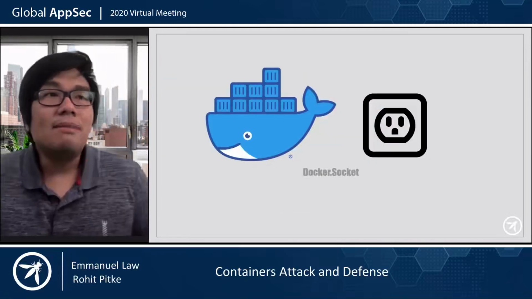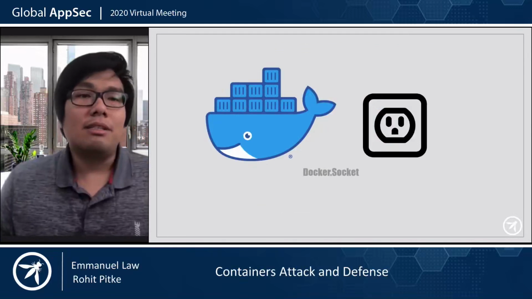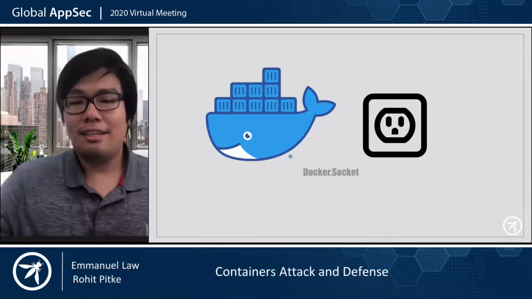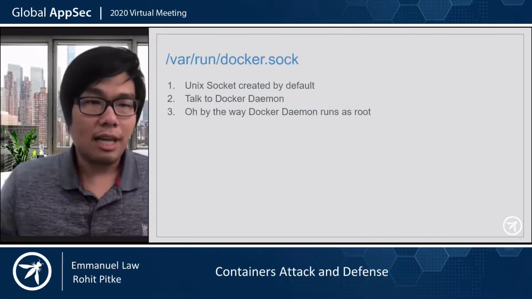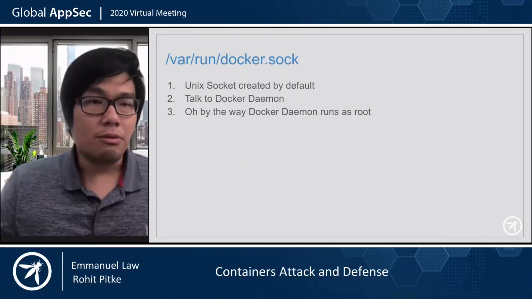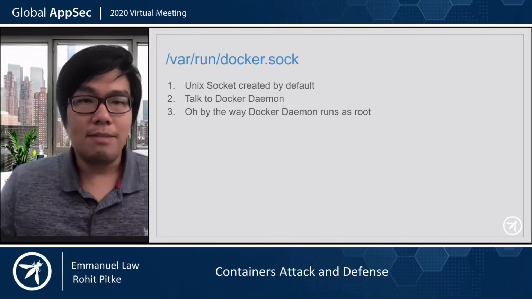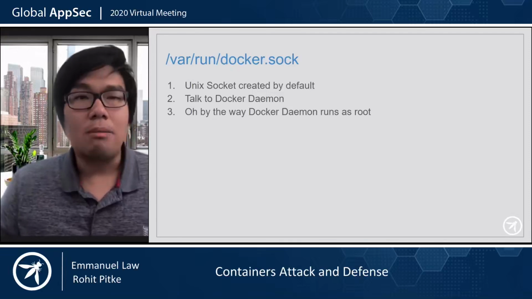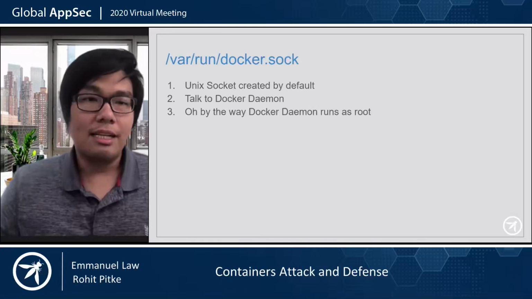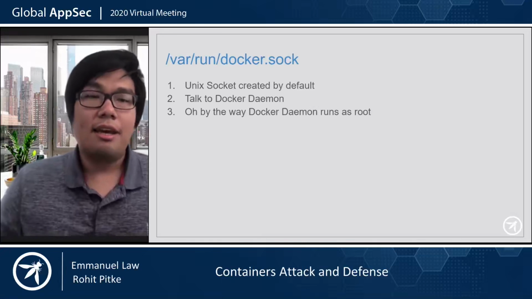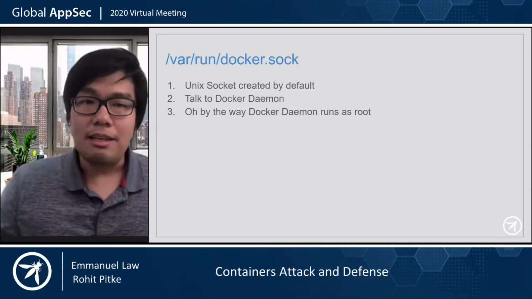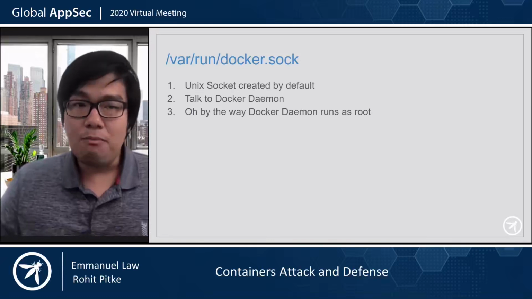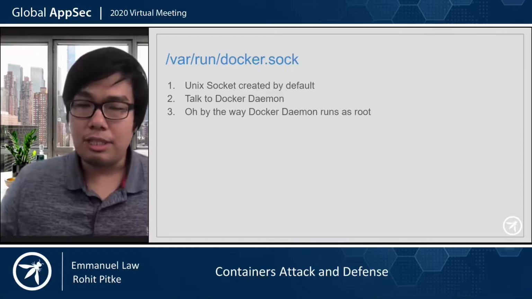Now, the next misconfiguration or vulnerability that I want to talk about is regarding the Docker socket. When you install Docker, by default, it creates this Unix socket. And this is the interface through which you talk and interact with the Docker daemon. Say on the CLI, you do a docker pull or docker run or docker start. It talks to this Unix socket and tells the Docker daemon what to do. And the thing is that this Docker daemon runs as root, so it is highly privileged, which means that access to this Docker socket needs to be restricted.